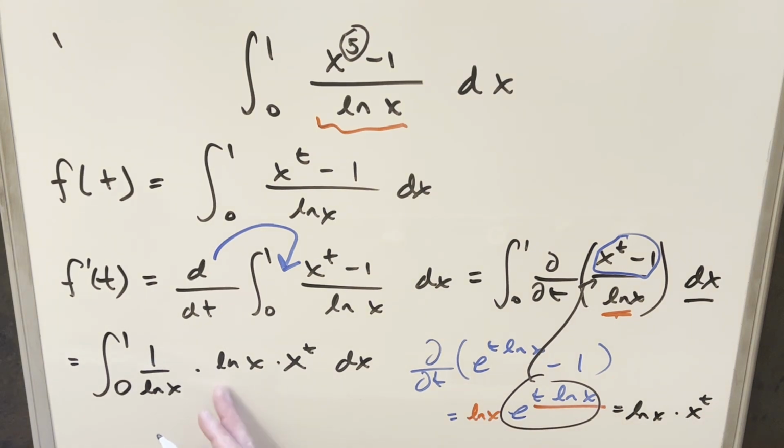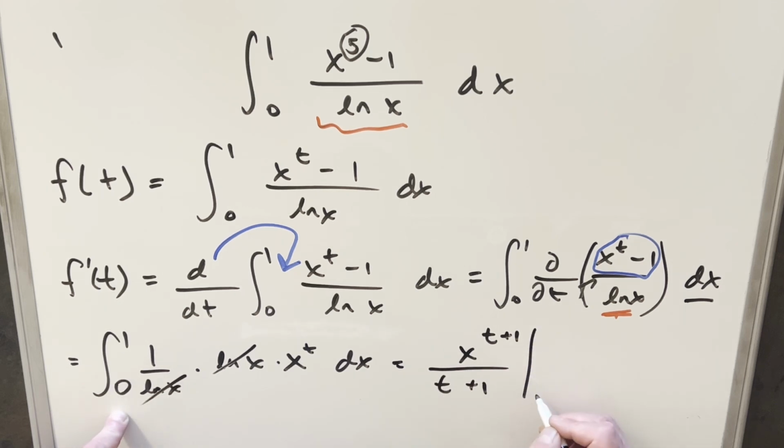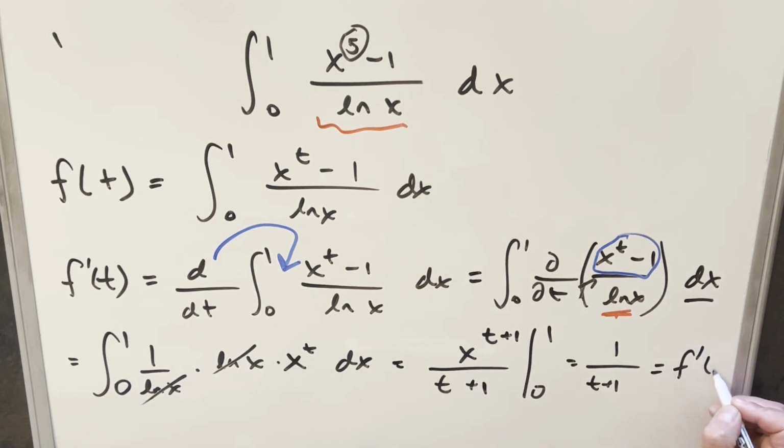But now at this point we get the simplification we need because the ln x's cancel, and then we can just integrate this. Now, in the integral, t is a constant value, so we can just use power rule. The integral here is going to give me x to the t plus 1 over t plus 1, evaluated from 0 to 1. Plugging in 1, we have 1 to the t plus 1, which is just 1 over t plus 1. Then for the second part, when we evaluate at 0, this is just 0, so we'll leave it like this for our f prime of t value.